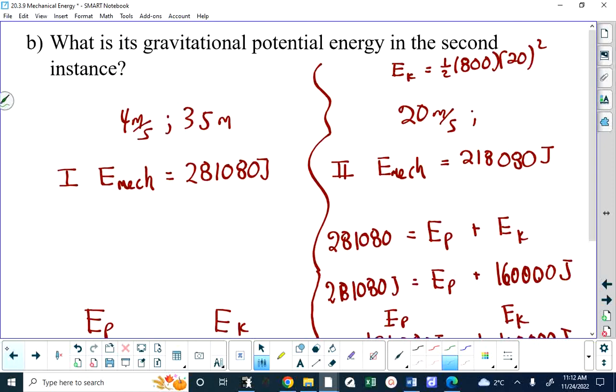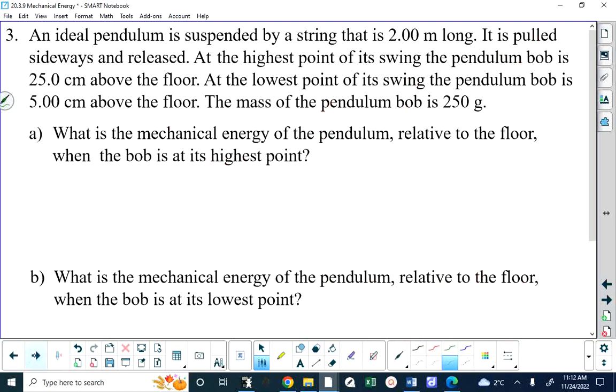By the way, you could determine the height now. You could set that energy equal to mgh. Number 3, an ideal pendulum.